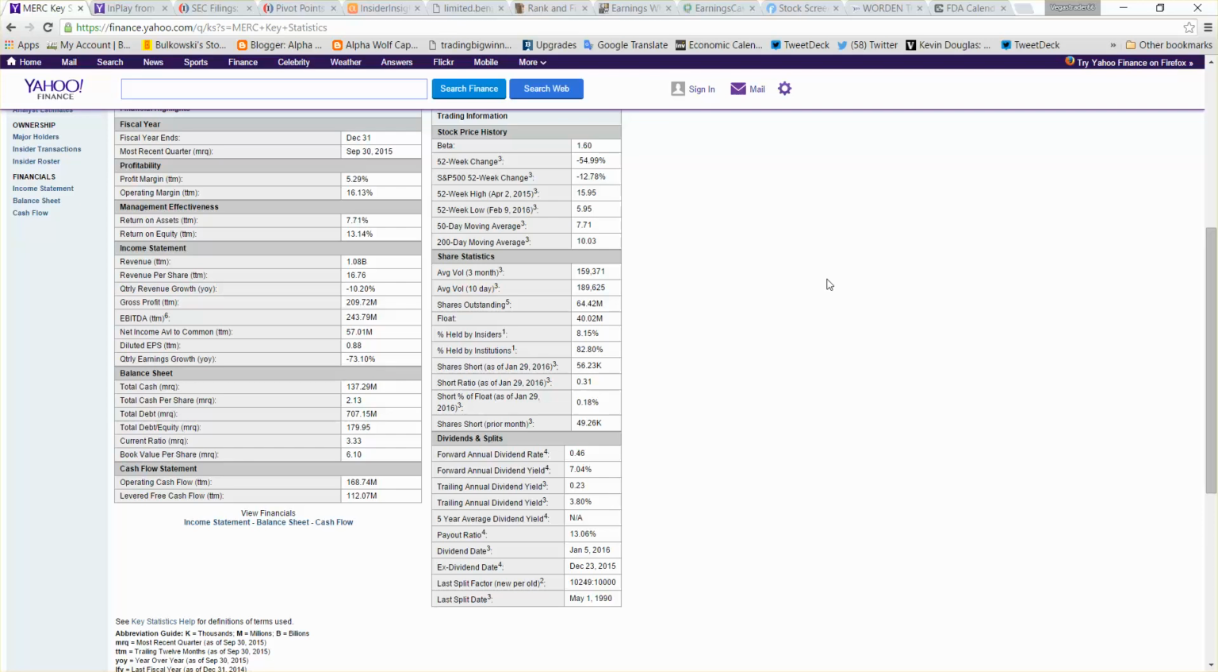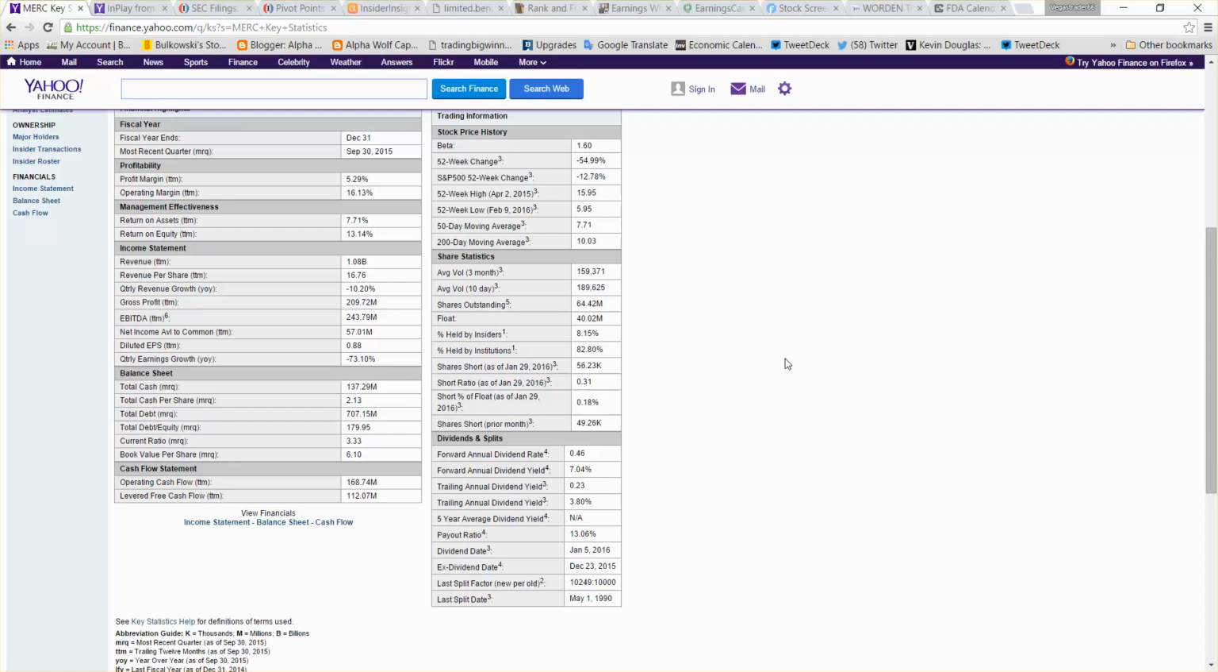So one of the first tools that I want you to bookmark is Yahoo Key Statistics. Now, I use Yahoo Key Statistics every day, whether it's for a day trade or whether it's for a swing or an investment, to get a quick snapshot of the health of the company. Key Statistics is invaluable to me.